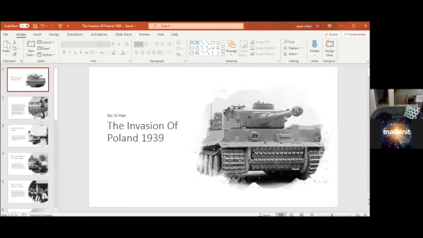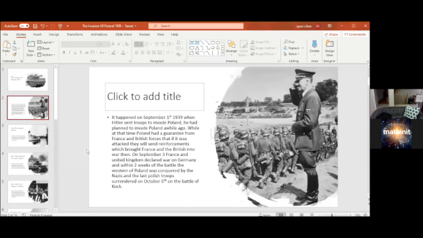The invasion of Poland, 1939. It happened on September 1st, 1939, when Hitler sent troops to invade Poland. He had planned to invade Poland a while ago, while at that time Poland had a guarantee from France and British forces that if it was attacked, they would send reinforcements, which brought the French and the British into the war.